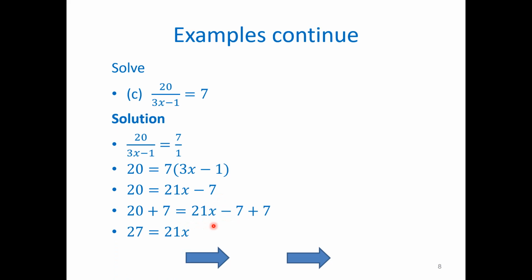And then we have to divide both sides by 21. Then we will have 27 divided by 21 equals 21x divided by 21. So this 21, which is multiplied by x, will be cancelled with the 21 in the denominator, and the remaining will be 27 by 21 equals x. Now we can simplify this by dividing 27 by 3 and 21 by 3, and this is the way we simplify this equation. We will get x equals 9 by 7.